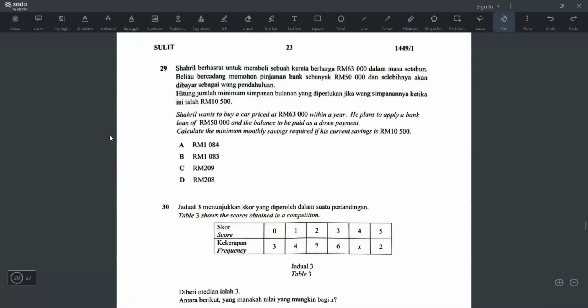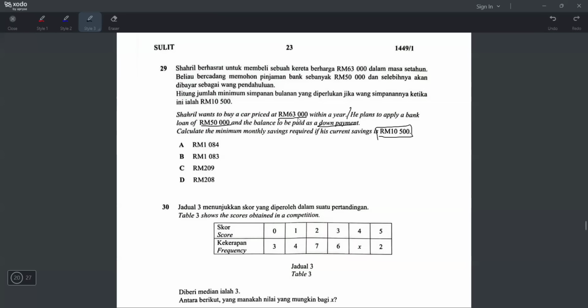Okay, let's do 29. Sharil wants to buy a car priced at 63,000 ringgit in a year. So that's the car price. He plans to apply a bank loan of 50,000. Bank loan means dia nak pinjam bank. Okay. And then the balance to be paid as a down payment. Bayaran pendahuluan. Calculate the minimum monthly savings required if his current savings is 10500.